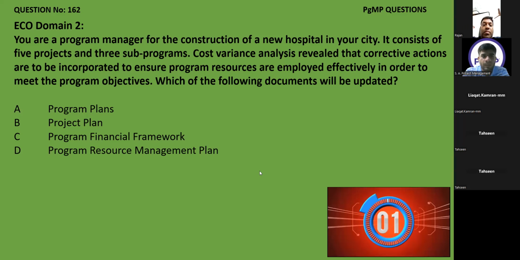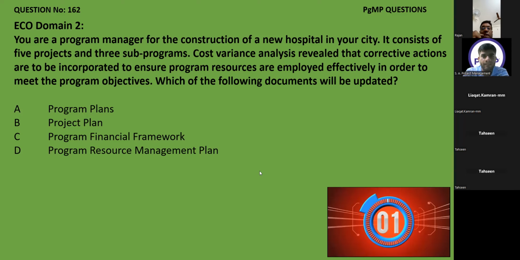So you are a program manager for the construction of a new hospital in your city. It consists of 5 projects and 3 sub-programs. Cost variance analysis revealed that corrective actions are to be incorporated to ensure program resources are employed effectively in order to meet the program objectives. Which of the following documents will be updated? First option, program plans. Second option, project plan. Third, program financial framework. And D, program resource management plan.